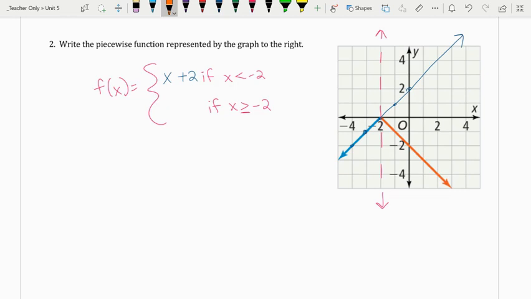We would do the same thing for that orange one. This one's easier to see because it does cross the y-axis. Your slope this time is -1, and you're hitting at -2. So this would be an absolute value graph written as a piecewise function. Now we're going to dive deeper into piecewise functions that don't look like absolute values.